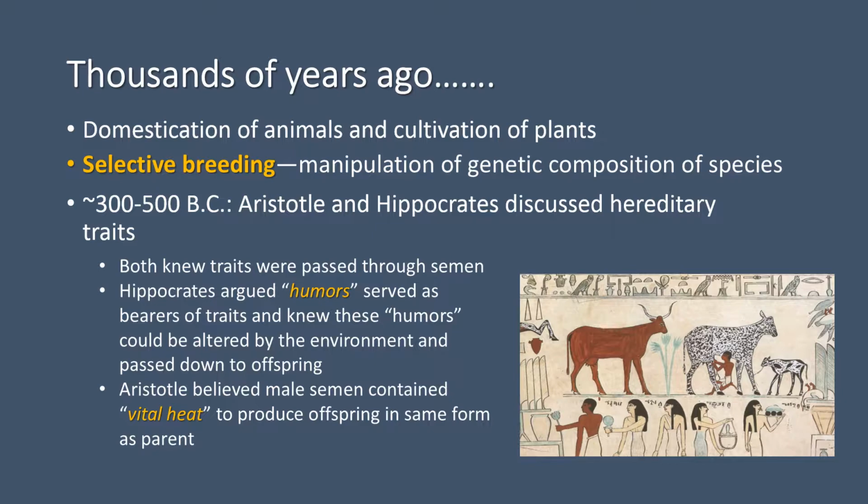And Aristotle believed that there was some kind of vital heat present in male semen for producing offspring, and that's how the offspring came in the same form as the parent. Well, that's not really true, but they're at least observing genetics.